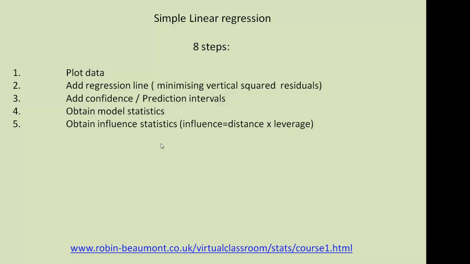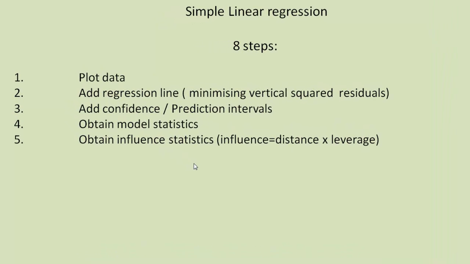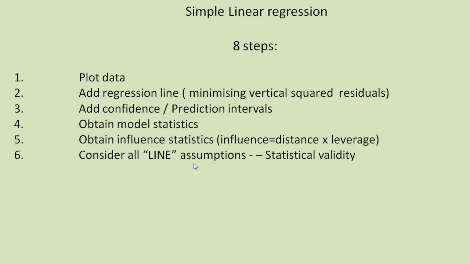Then we obtain the various influence statistics. This shows us which values in our data set particularly influence the estimation of the parameters and which values might be very atypical. We then consider all the LINE assumptions. We'll come back to that in the next screen, but that is to do with an aspect of statistical validity.